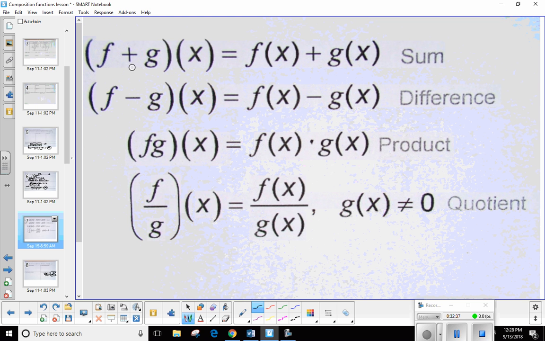Whatever you're given here, like it says to add, right? So I would do exactly what it's asking me. I would add the 2 equations together. If it's telling me to subtract, well, I would simply subtract them. I would multiply or I would divide. So you don't always have to substitute in as we have been, only if it's a composition.